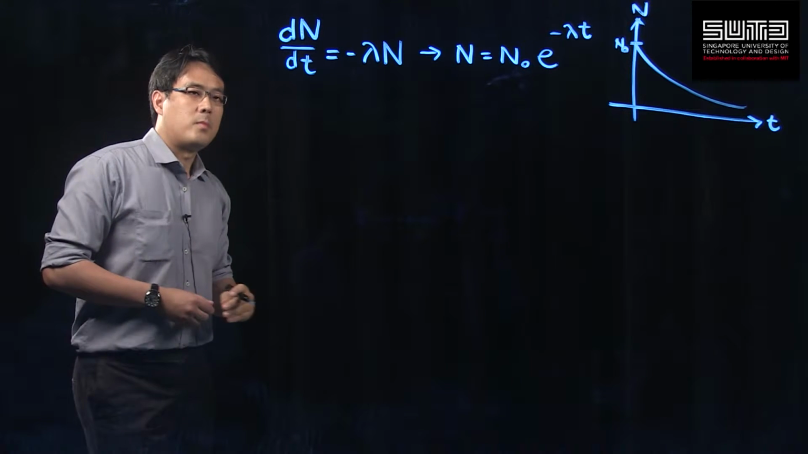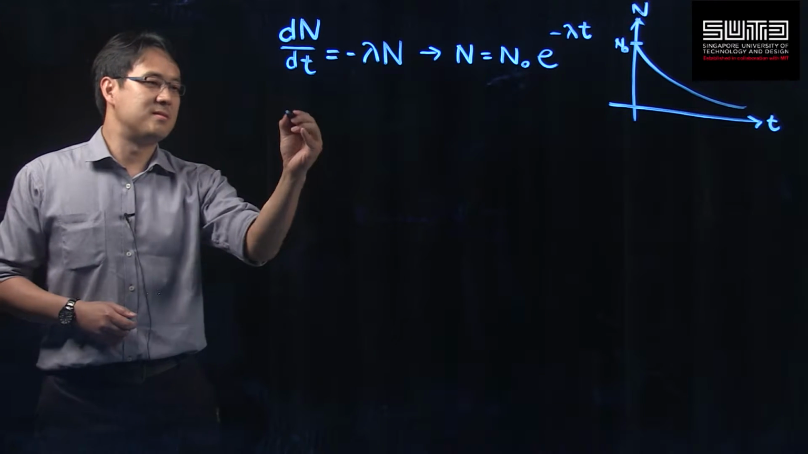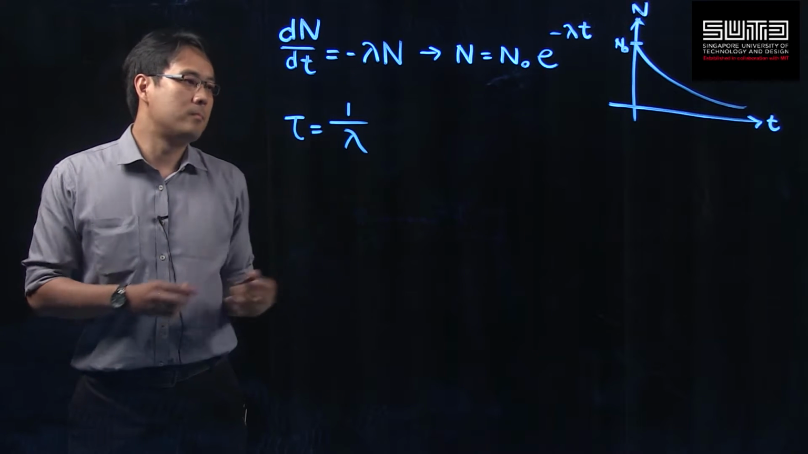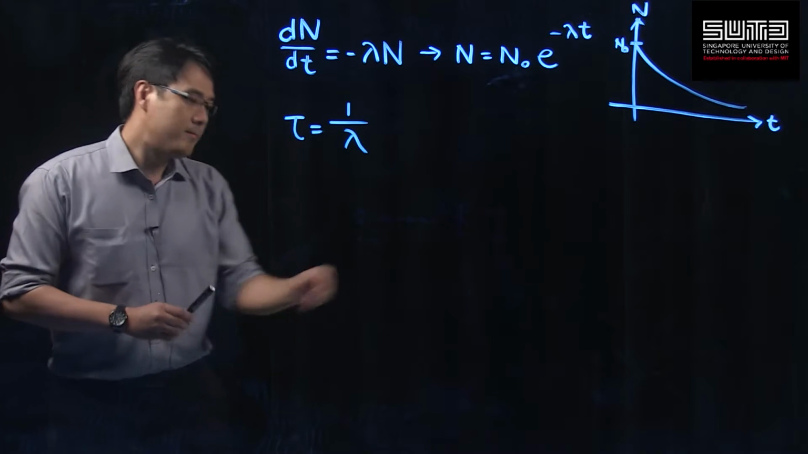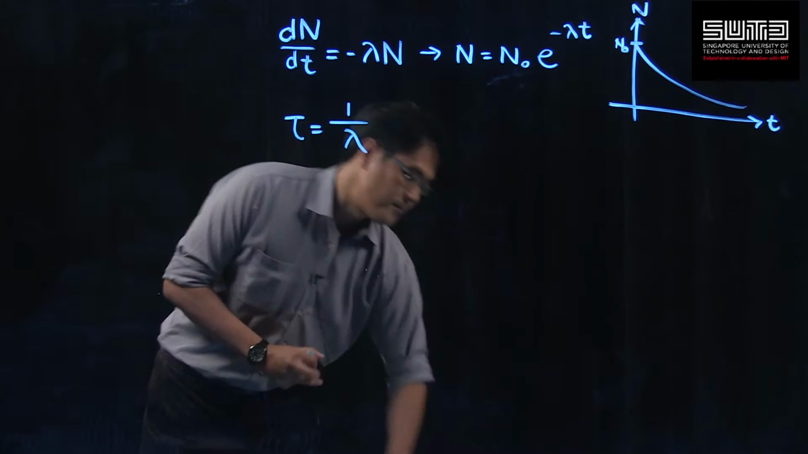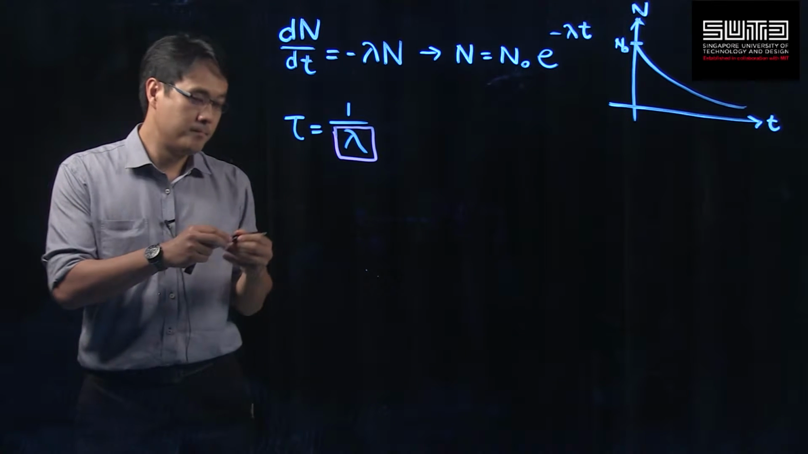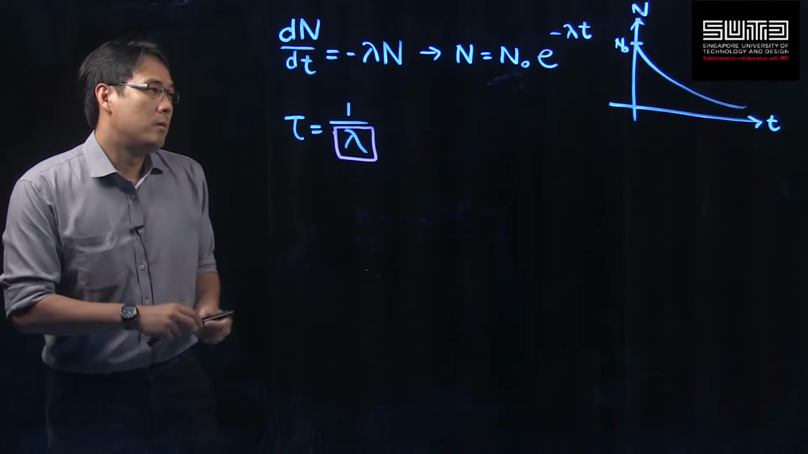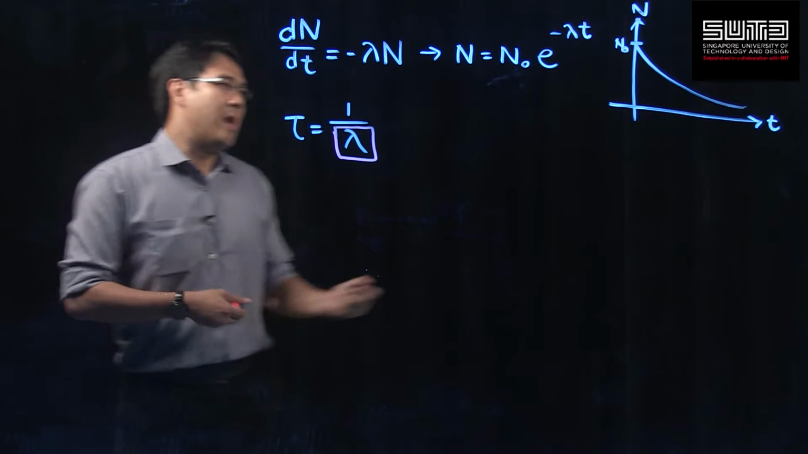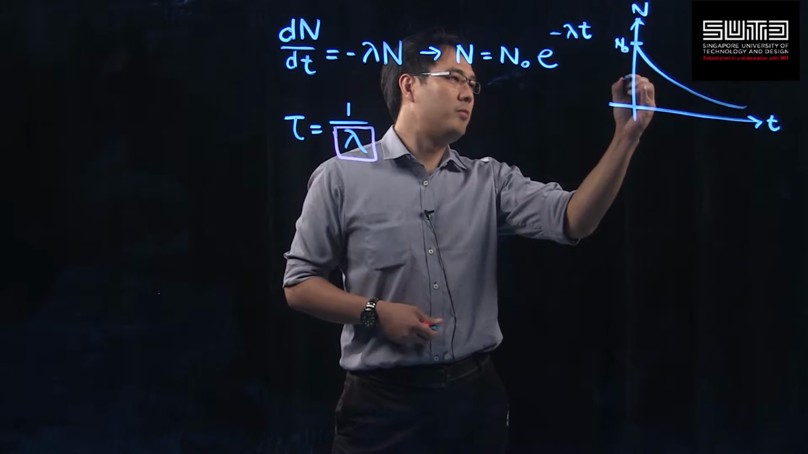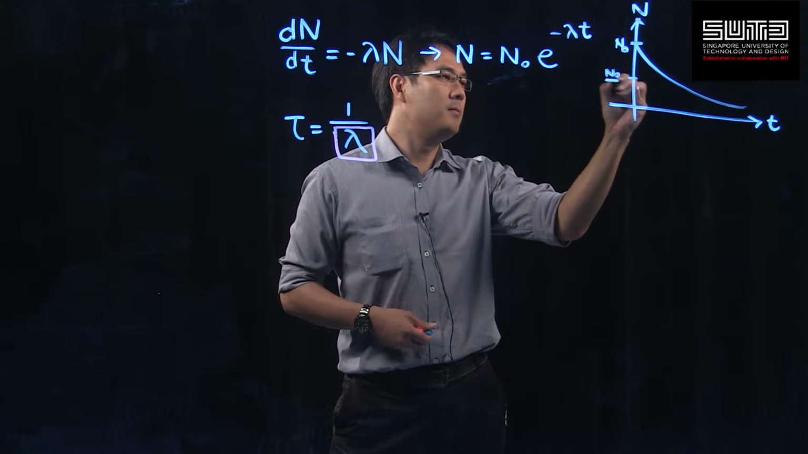In the slides, we also defined the time constant tau. It's 1 over lambda, where lambda is the decay constant. We'll come back to lambda later. We also have a definition for the half-life, which is the time taken for half the radioactive nuclei to decay.